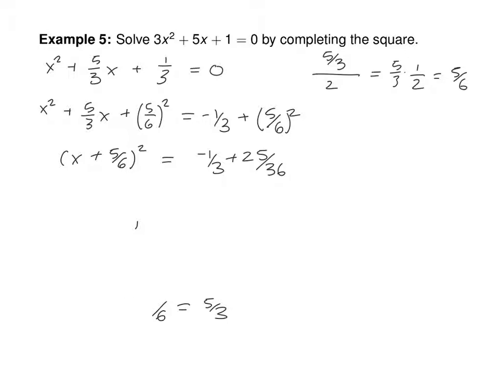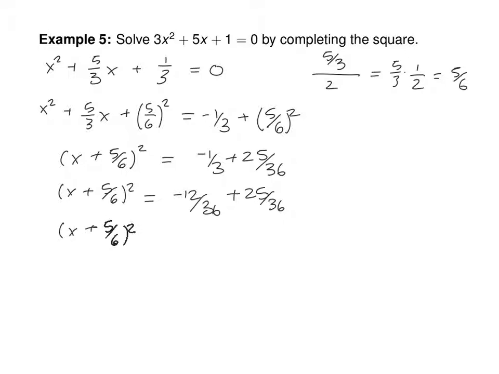What would the common denominator be on the right side? 36. So what do you multiply the first fraction by? 12, great. x plus 5/6 squared equals negative 12 over 36 plus 25 over 36. We're almost done. x plus 5/6 squared equals, is that 13/36? Okay.